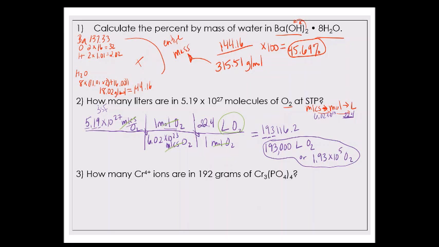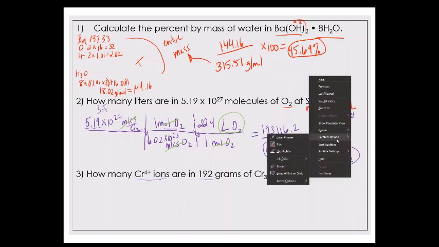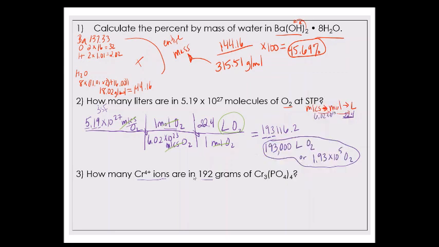All right, looking at the last conversion one. Let's try to think about where we need to start and go on the map. How many chromium-4 ions are in 192 grams of chromium-4 phosphate? Well, it has a transition metal in it, so it's a good bet we're talking about an ionic compound that has ions in it. Obviously, says ions right here. So we're going to be able to break this up at the end. We're starting with grams. From grams, we're going to go to the middle, which is the mole again.